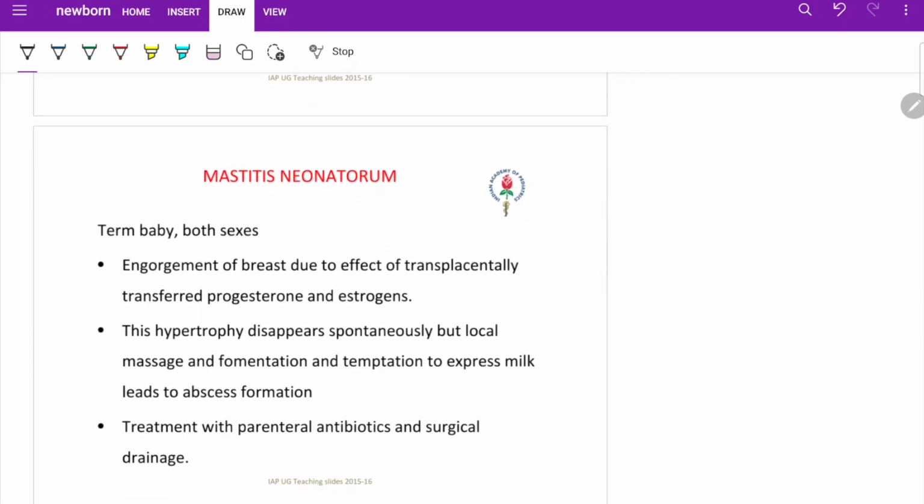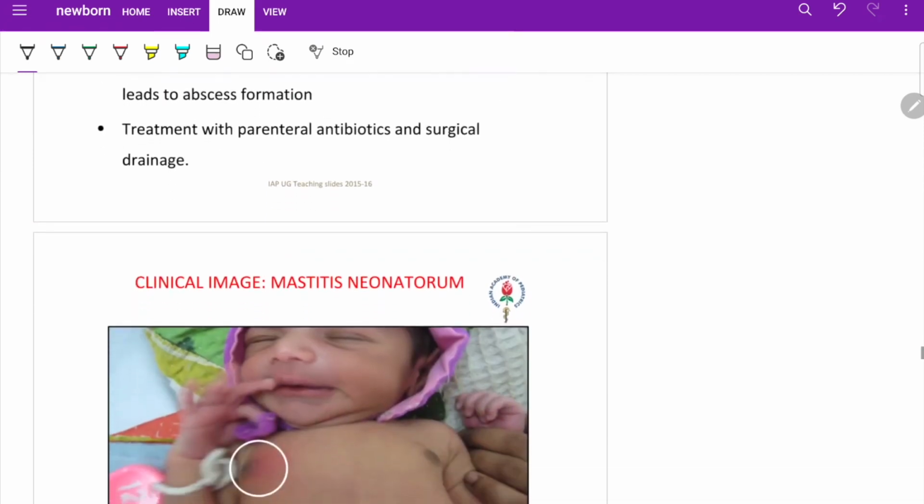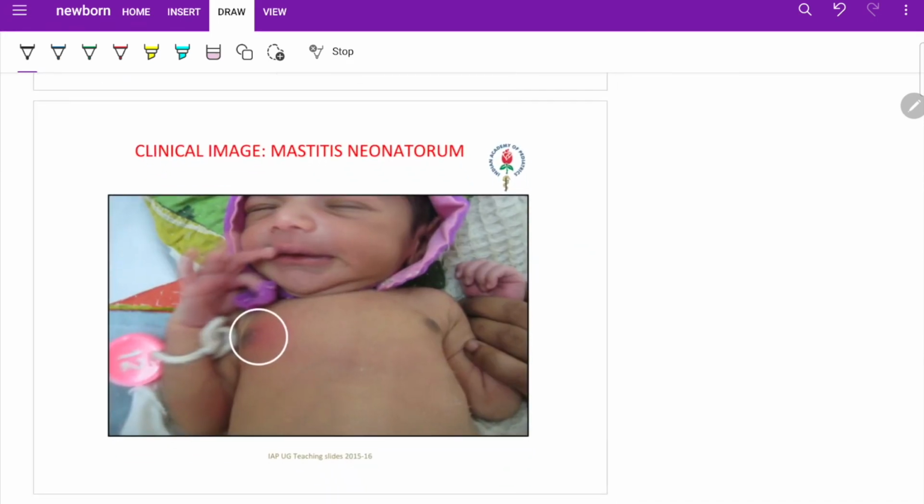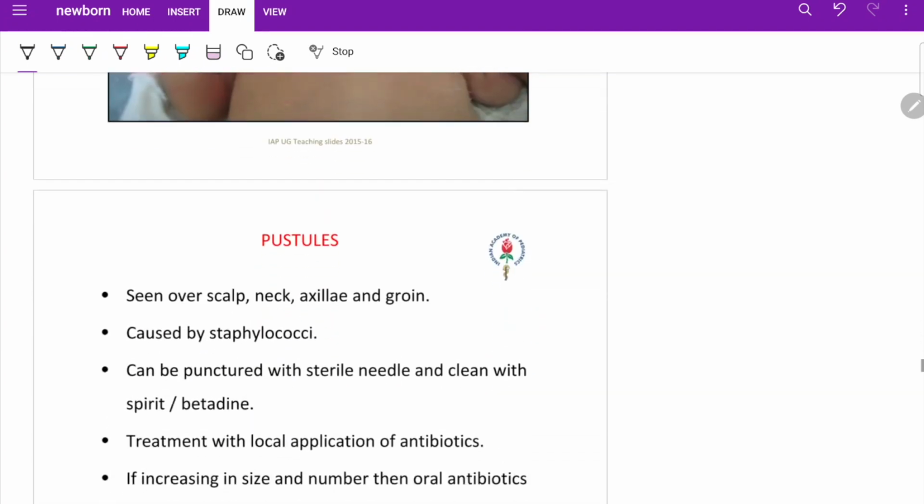Okay, mastitis neonatum. What is mastitis neonatum? There is an engorgement of the breast due to the effect of transplacentally transferred progesterone and estrogen. This hypertrophy disappears spontaneously, but local massage and fomentation and the temptation to express milk will lead to abscess formation. Treatment with parenteral antibiotic and surgical drainage is necessary. So this is the child with mastitis neonatum.